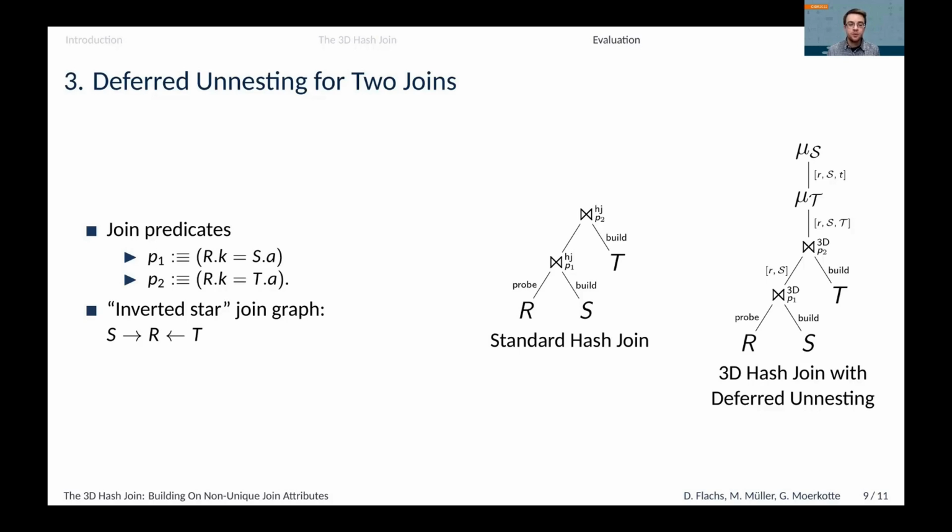We compared the 2 query execution plans shown on the slide. The left plan uses 2 standard hash joins, whereas in the plan on the right-hand side, unnesting is not performed immediately after each join, but deferred until the end of query execution. For the experiment, we generated data in the relations such that the overall join between all three relations is very selective, while each single join between R and S and R and T is not.